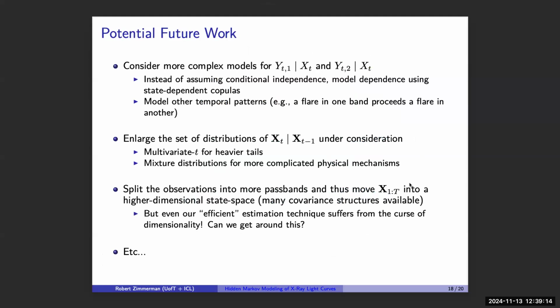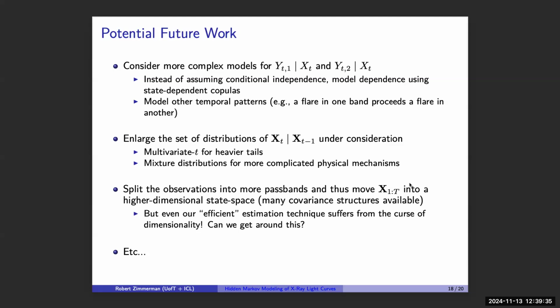So that's what we've done, and there's certainly potential future work to do. I'll list three categories of potential future work. To begin with, we can consider more complex models for the state-dependent distributions, the distributions of the observed data given the state, like these state-dependent Poisson distributions that we have.